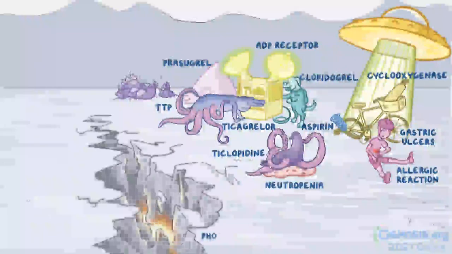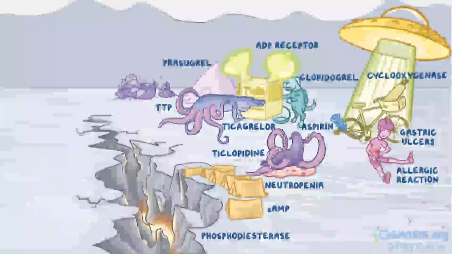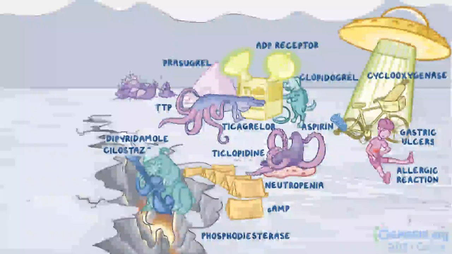For the enzyme phosphodiesterase, let's use a disaster, like an earthquake. Lots of tents are by the crack in the earth, representing increased cAMP. For the two phosphodiesterase inhibitors, there's an alien mole with a pyramid on its head for dipyridamole, and he's playing a space cello for cilostazol.